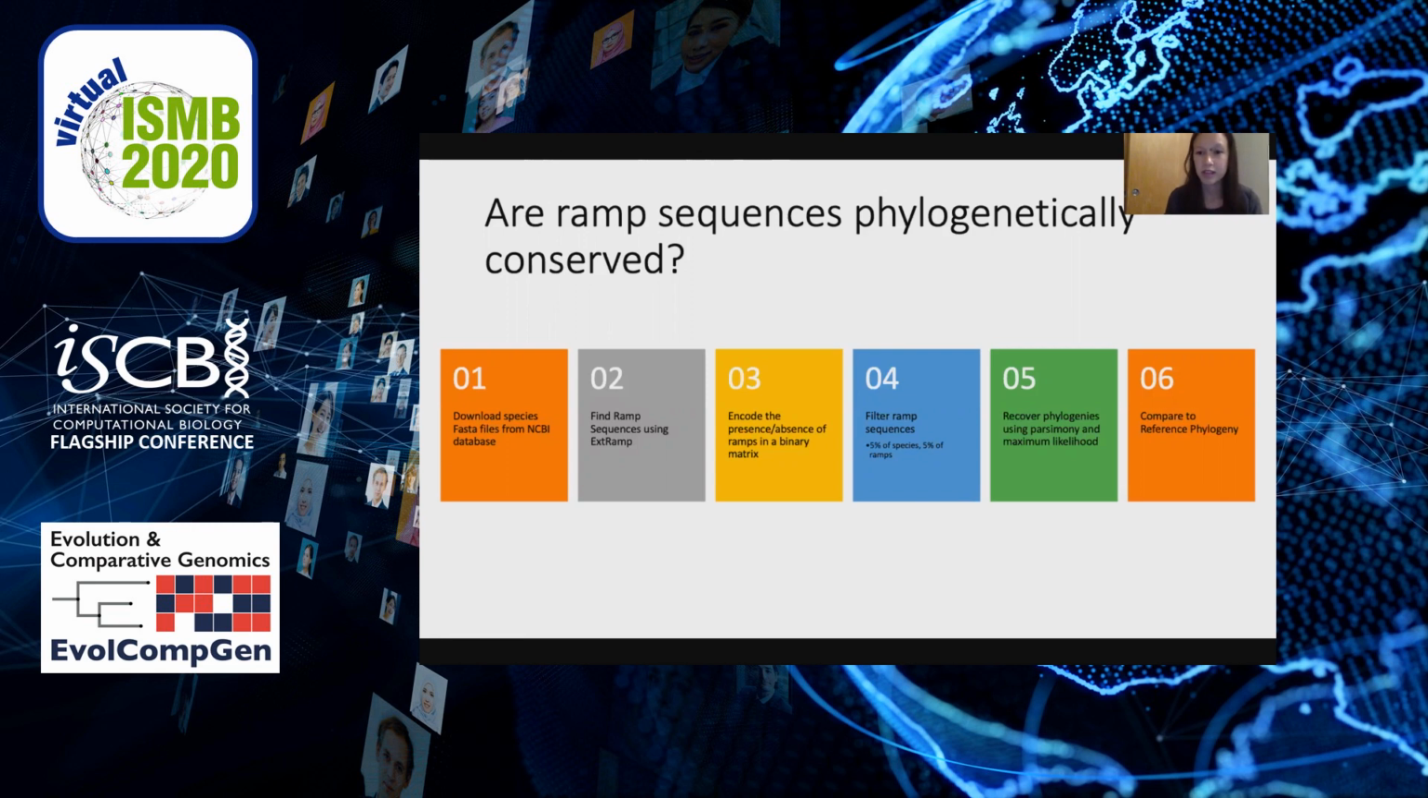So we removed any ramp sequences that were only found in a few species so that we could limit the effect of missing data. Our fifth step was to recover the phylogenies using parsimony and maximum likelihood. And the sixth step was to compare to a reference phylogeny to see how well a phylogeny that was recovered using only ramp sequences compares to phylogenies that are more established, like the open tree of life.